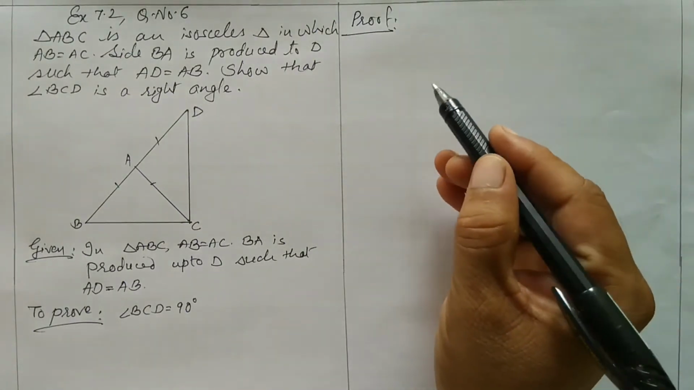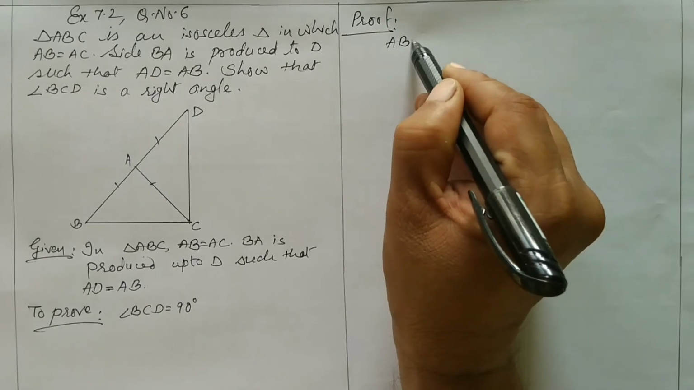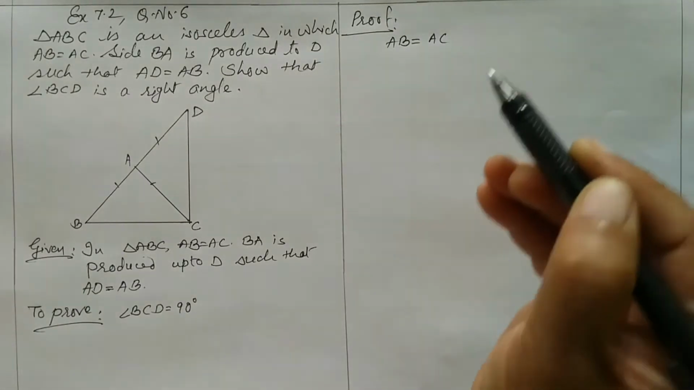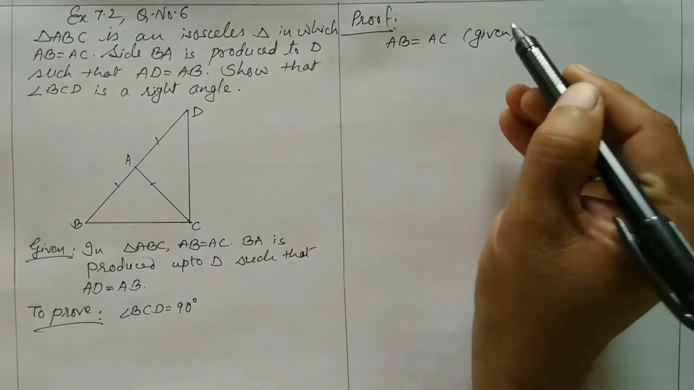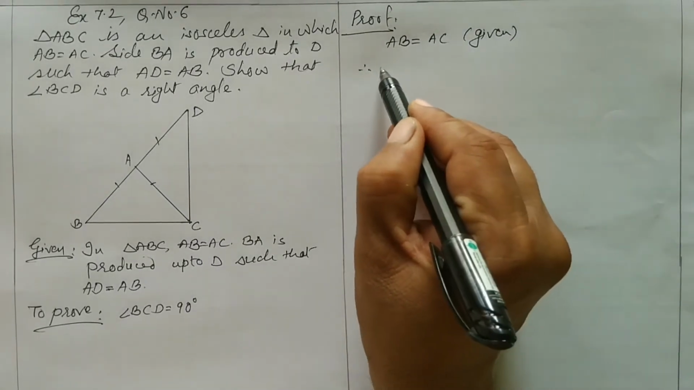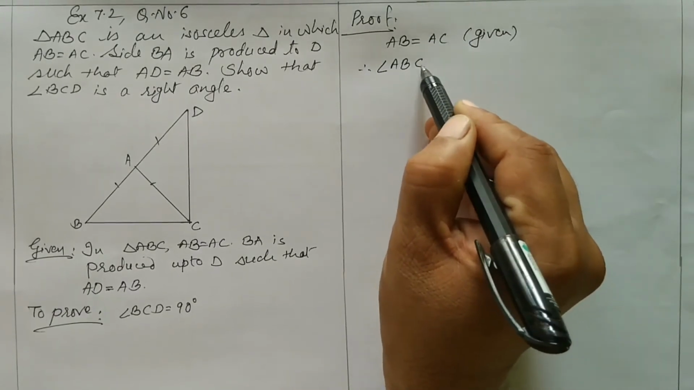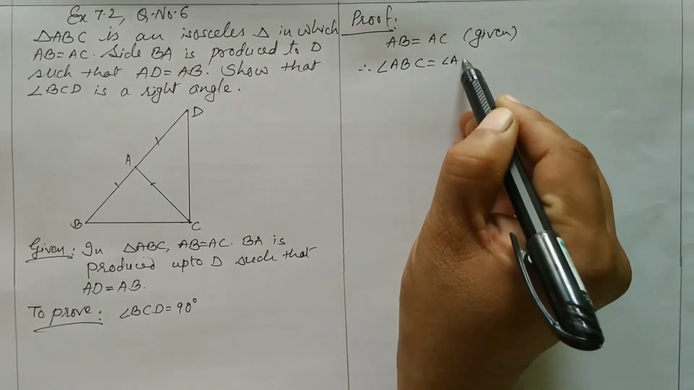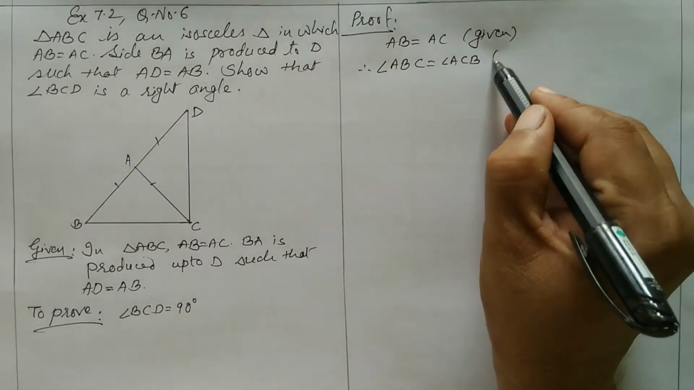Now it is given that AB is equal to AC. This is given to us. Therefore, angle ABC is equal to angle ACB. What you will write?